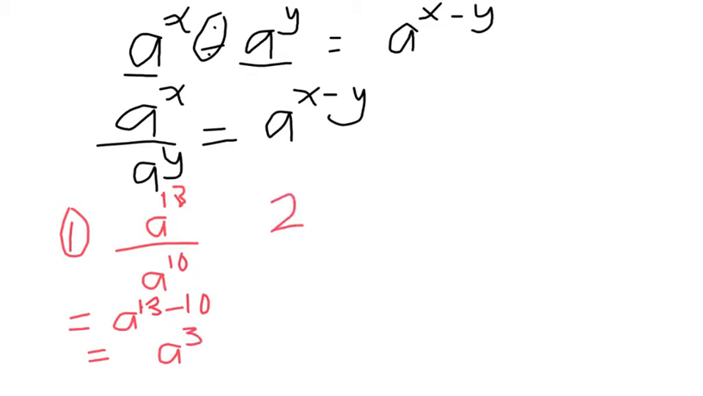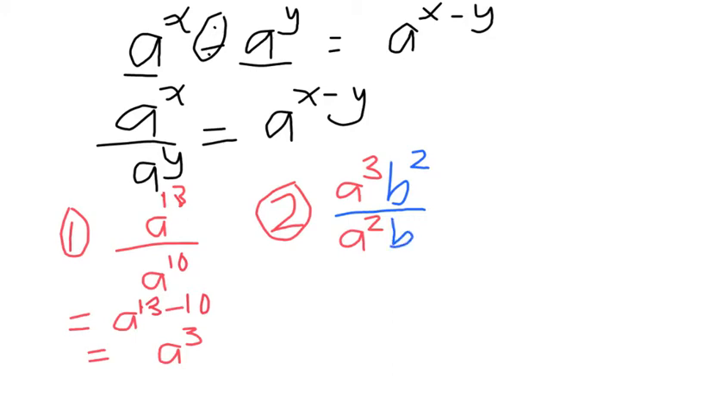But what about when we've got another base involved? Say we have A to the power of 3, B to the power of 2 over A to the power of 2, and B, which is to the power of 1. Remember to draw in your 1 to remember that it is to the power of 1.